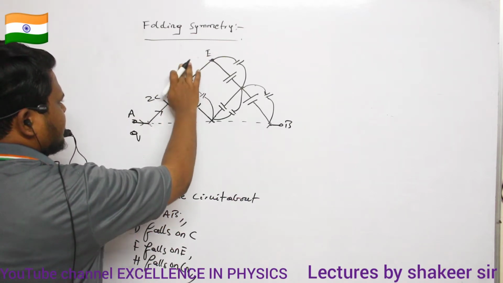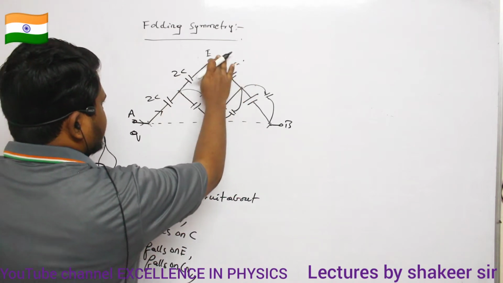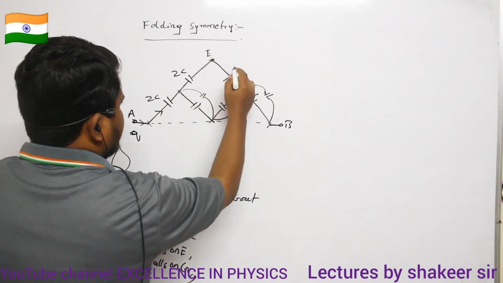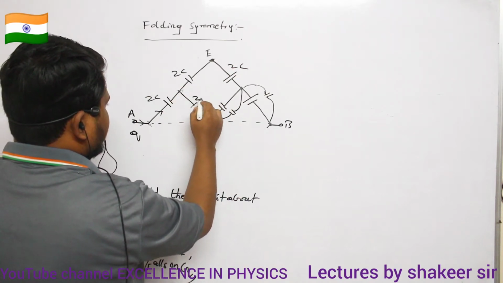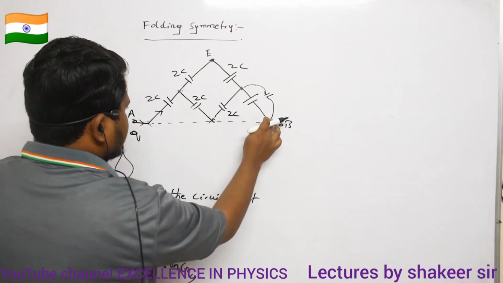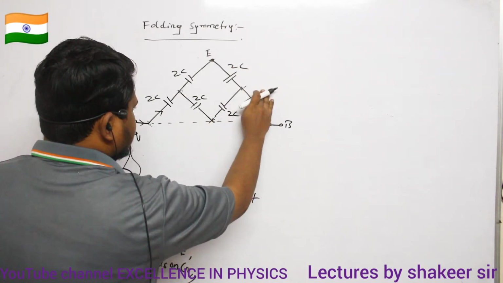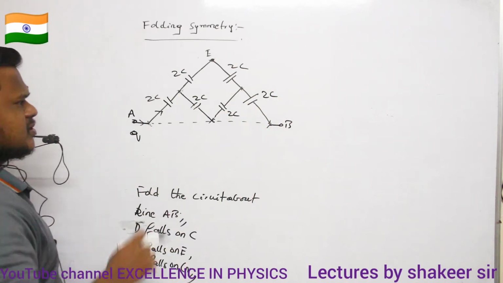Similarly, I will remove this capacitor, and instead of that, I will call it 2C. Similarly, I will remove this capacitor, and instead I will call it 2C. I will remove this capacitor, and instead I will call this one 2C. So I will remove this capacitor, and instead of this one, I will call it 2C. I will remove this capacitor, and instead the total capacitance is 2C. Clear, no? So I got the circuit up to here.